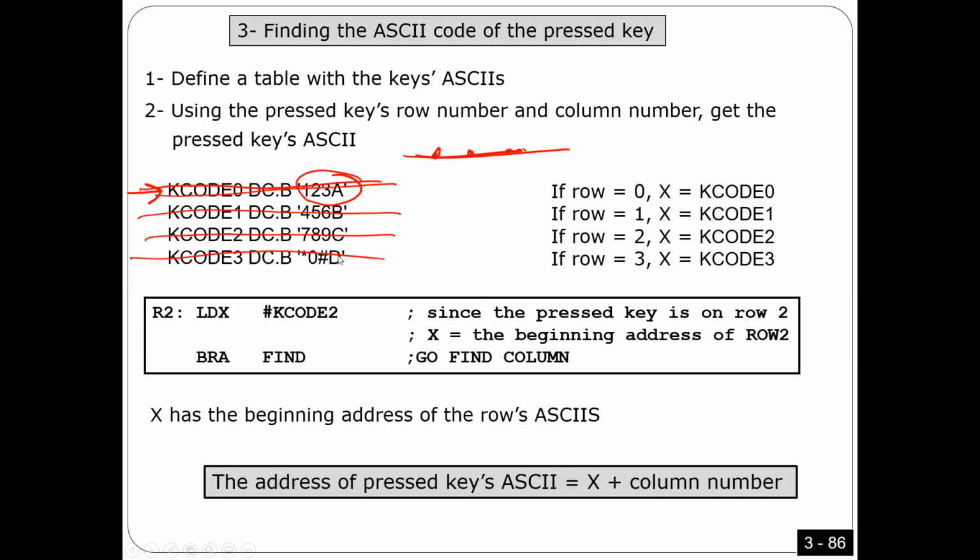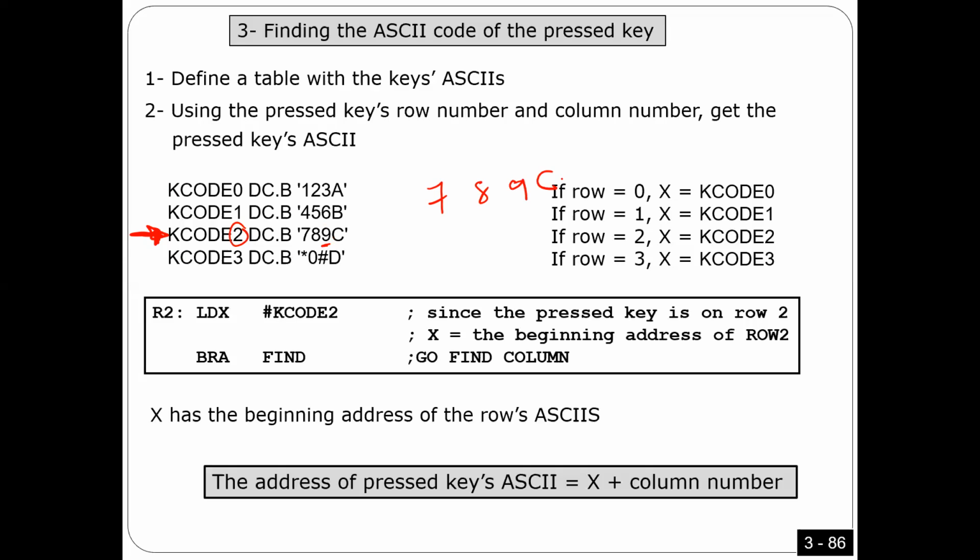Is that okay? Now, I already know which row the key is in. So let me clear this one first. For example, in our example, we were here. We were in row 2 because it was number 9, right? So now my ASCII should be 7 or 8 or 9 or C, one of these 4. Which one? Because I have to take this ASCII and return it back to the user. So who's gonna tell you, the row or the column? The column.